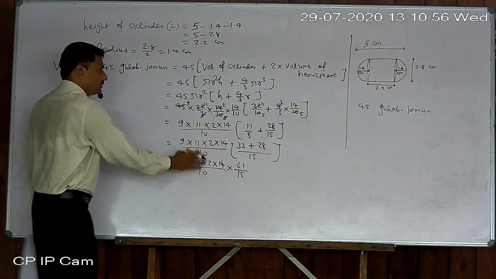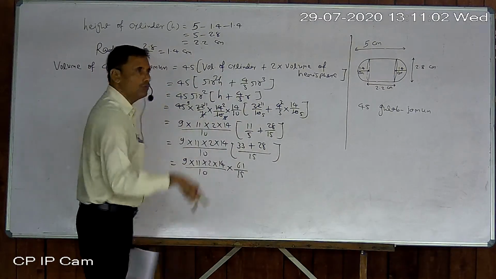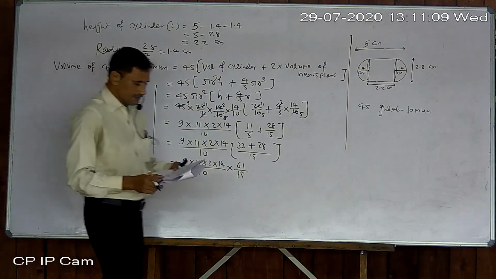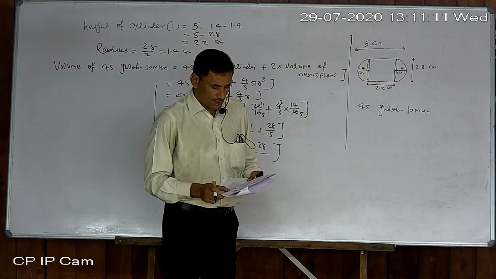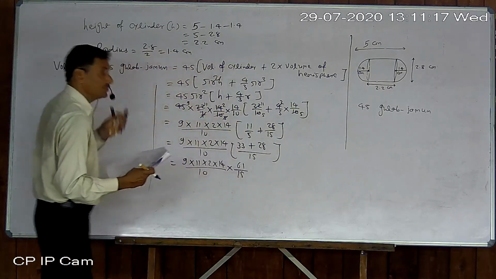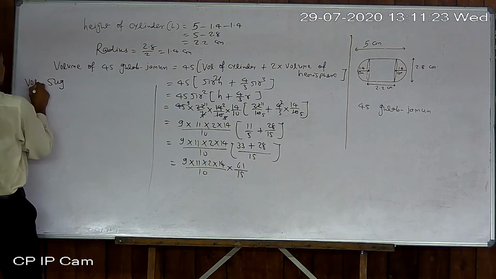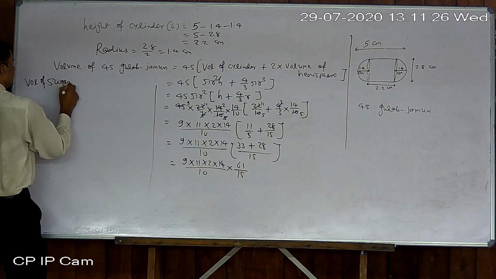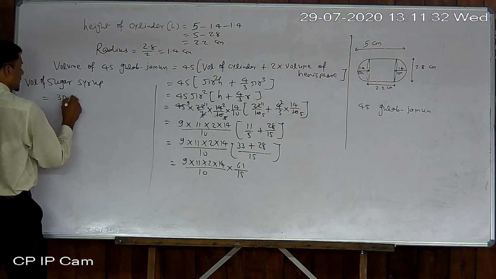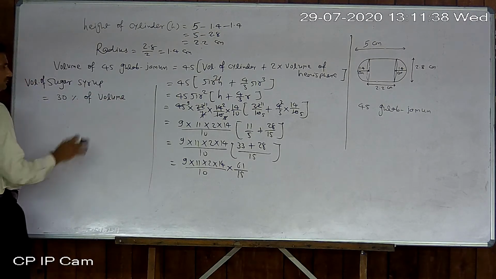Now if you don't want to simplify this step, then just carry the whole expression forward. Now our final purpose is to find sugar syrup. They are asking us sugar syrup only. Find approximately how much syrup would be found. So volume of sugar syrup, or quantity of sugar syrup, equals 30% of volume. Whatever volume we found, 30% of that.